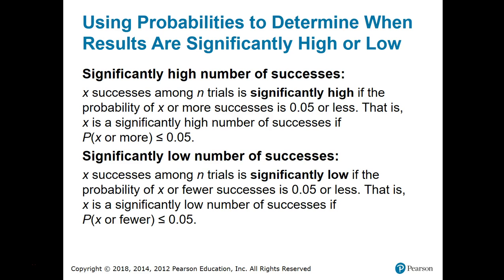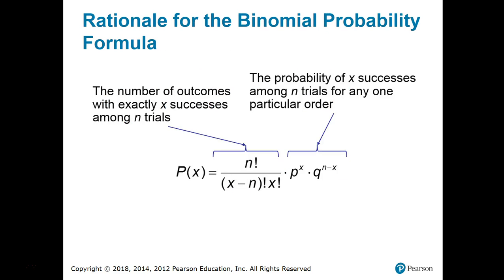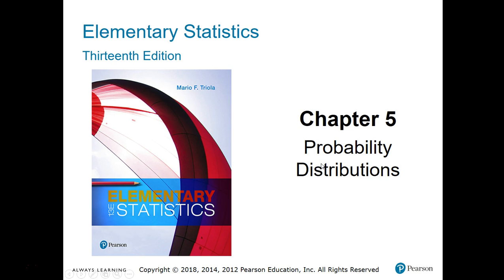All right, significantly high number of successes. This is what we get every time. If the probability of x or more successes is 0.05 or less, then x is significantly high. Significantly low is 0.05 or less for x or fewer. All right, rationale for the binomial probability: the number of outcomes with exactly x successes, because we have combinations here, times the probability of x successes among n trials for any one particular order, p to the x times q to the n minus x. That works. And that is it for binomial distributions.